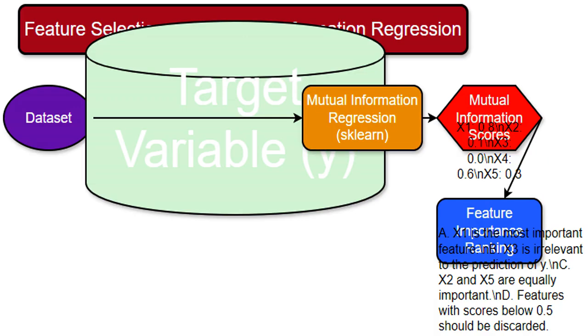Mutual information is a statistical measure to quantify the amount of information obtained about one random variable by observing another. In simpler terms, it measures how much knowing the value of one variable helps you predict the value of another. Sklearn refers to the scikit-learn library in Python, which is a popular machine learning library I use.